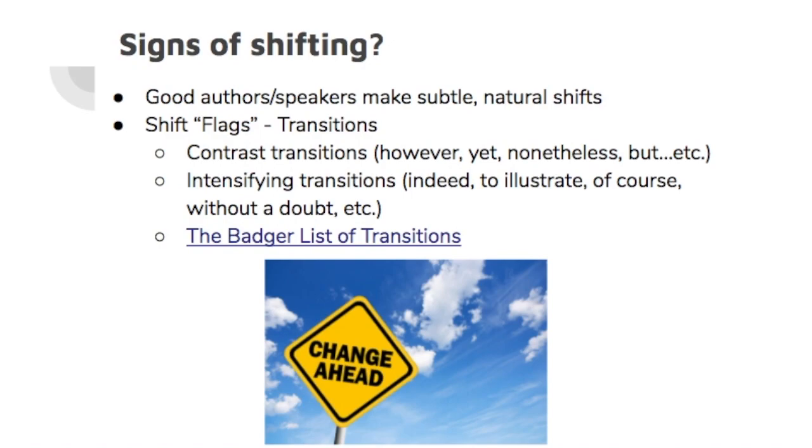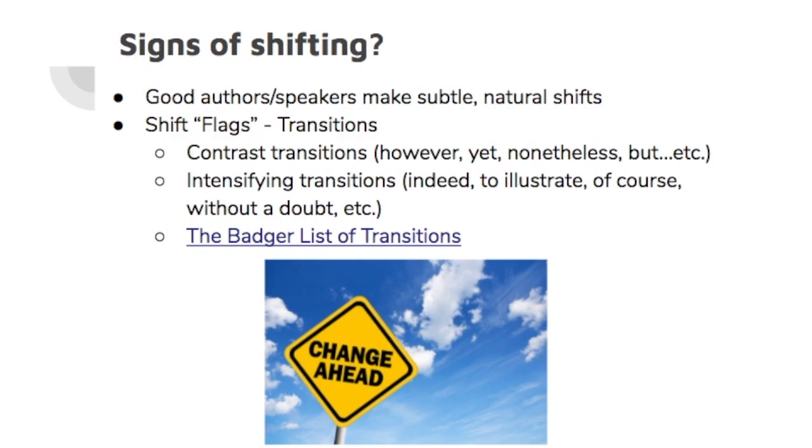The point is that most of the time we can see shifts that occur regardless of whether we agree on the tone or not. So in general, the better that a writer or a speaker knows the audience, the easier it is for them to make obvious shifts because the audience will forgive them. So one way to shift is through transitions.